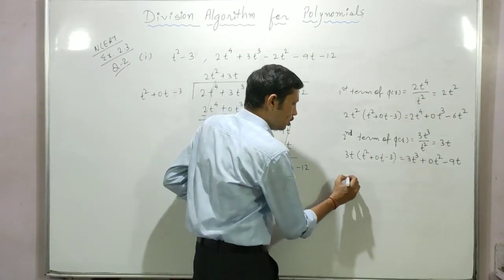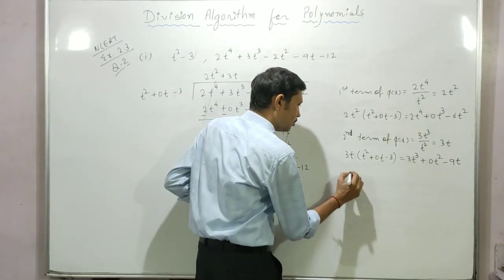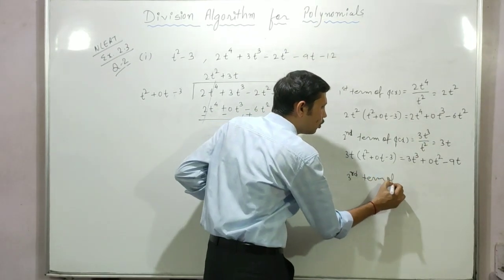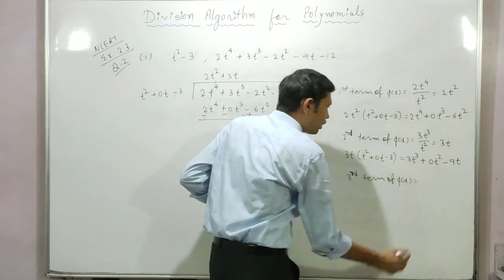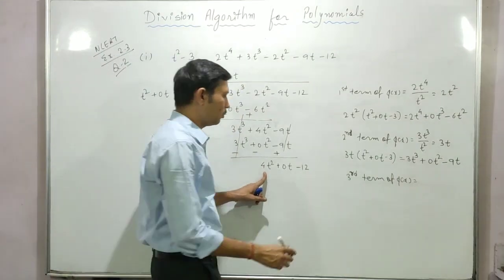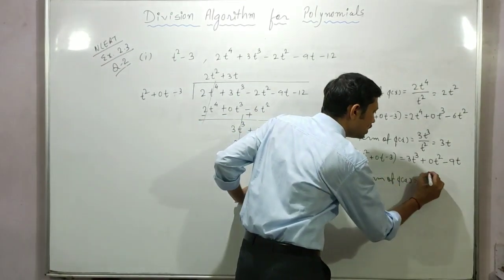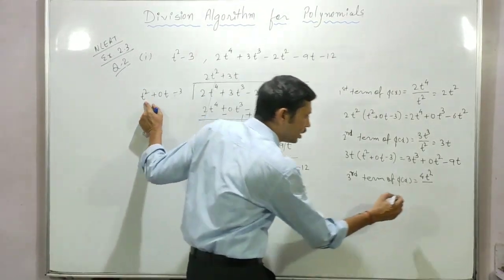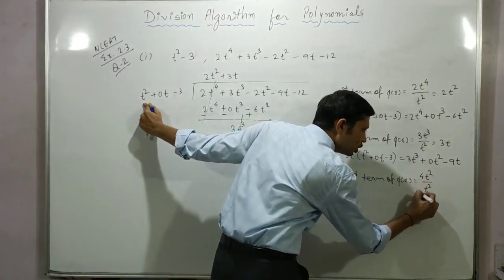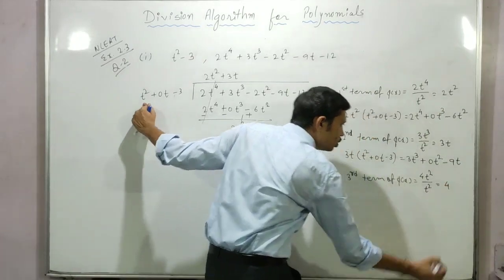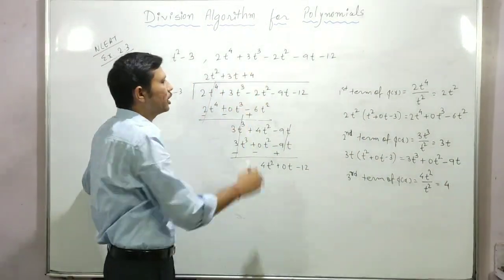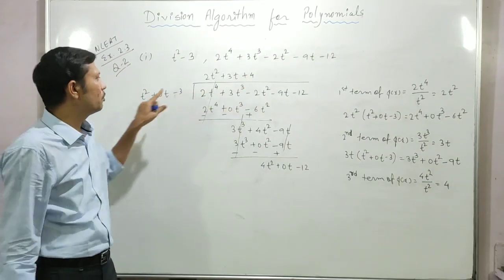Now, the third term of the quotient. For that, the first term of the dividend, 4t square, should be divided by the first term of the divisor, that is t square. So t square will cancel out, children. So how much is left? 4. So my third term of the quotient is 4, and 4 multiplies here.